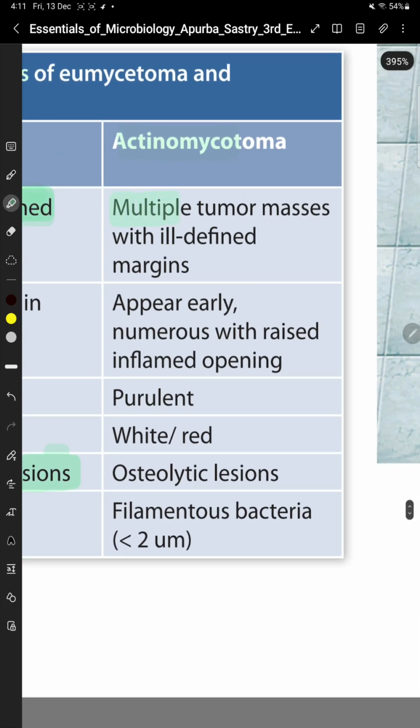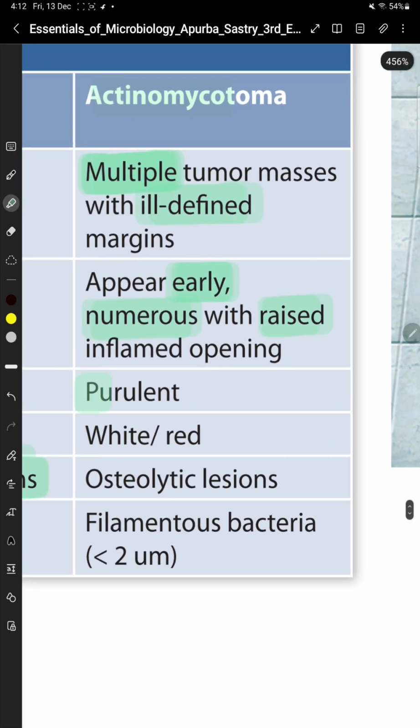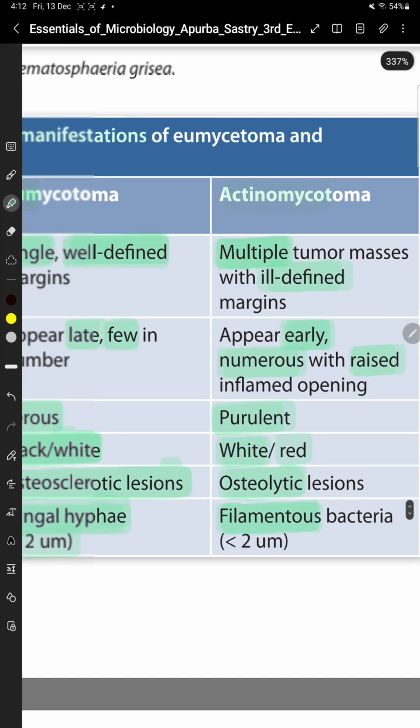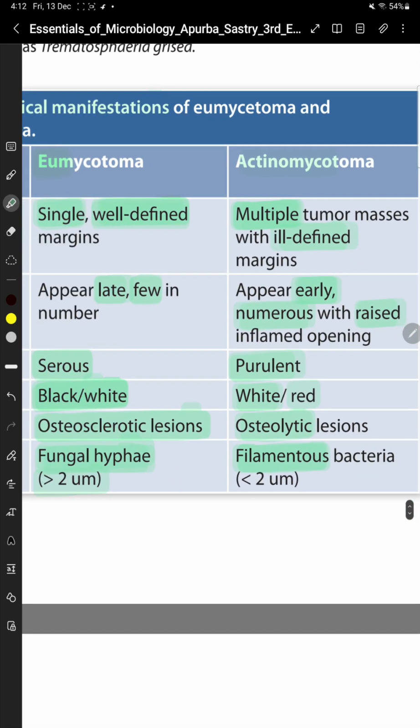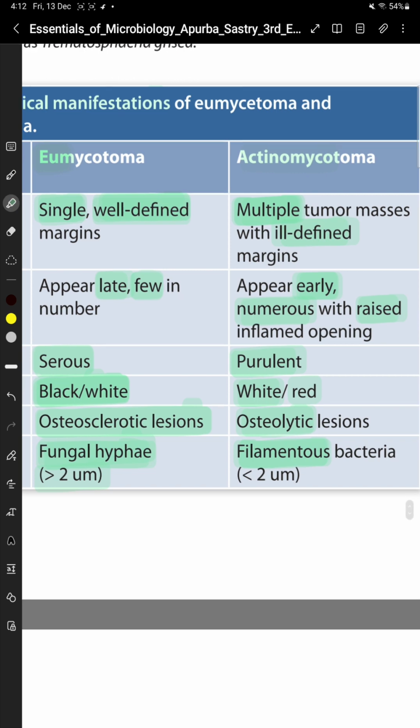Actinomycetoma, multiple tumor masses with ill-defined margins. The sinuses appear early and they are numerous with raised inflamed opening. Okay. The discharge will be purulent as it is caused by bacteria. The grains are white or red in bones, osteolytic lesions, and the grains will contain filamentous bacteria less than 2 micrometer. So this is the difference between eumycetoma and actinomycetoma.